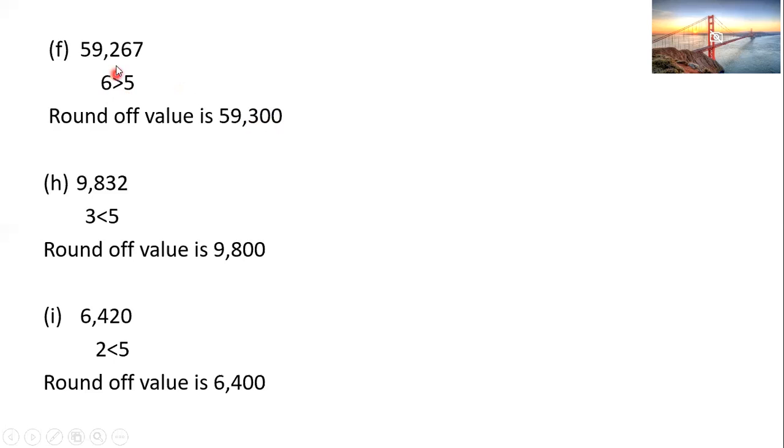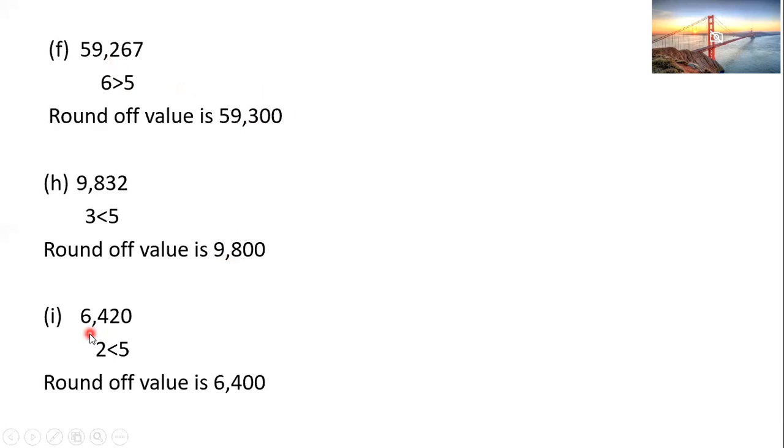So this one is 2. You have to add 1. 2 plus 1 equal to 3. So the round off value is 300. The nearest 100 value is 300. This nearest 100 value is 800.